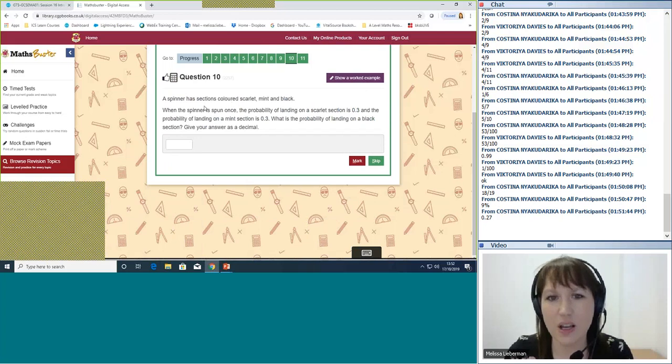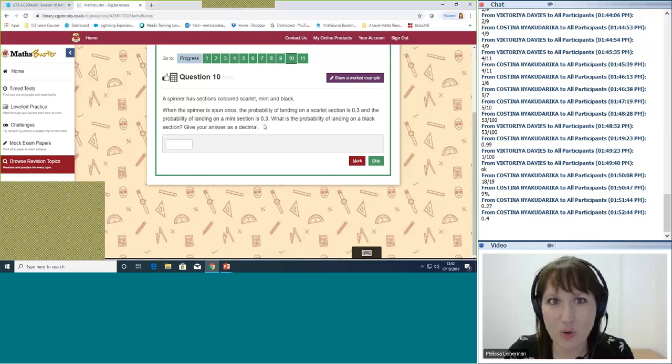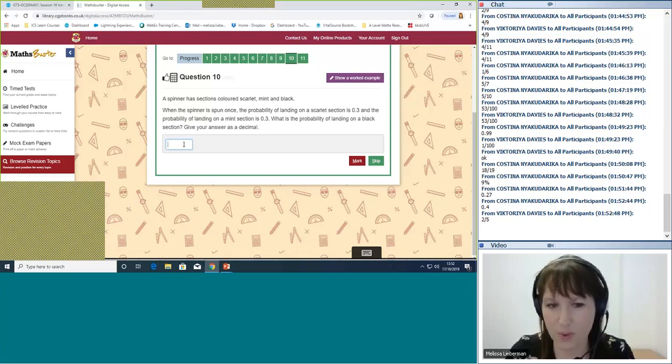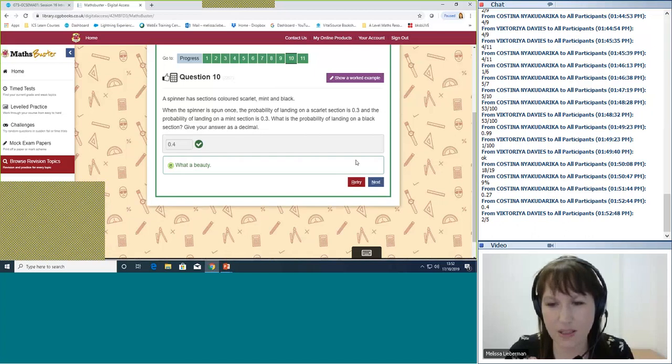So a spinner has sections coloured scarlet, mint and black. When the spinner is spun once, the probability of it landing on the scarlet section is 0.3, and the probability of landing on the mint section is also 0.3. What is the probability of landing on the black section? Give your answer as a decimal. So this is just the same as the last one, but with a lot more words in it. What we need to do is add these two together. That gives us 0.6. Subtract that from 1. That will give us 0.4. Okay. Mark that. Correct. Okay, brilliant. Easy lesson today. Let's stop sharing this now.